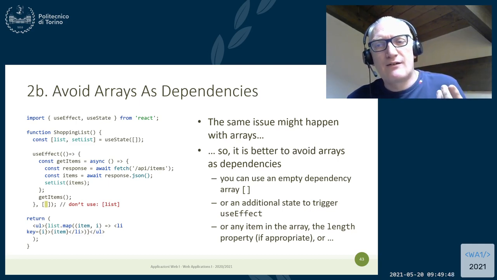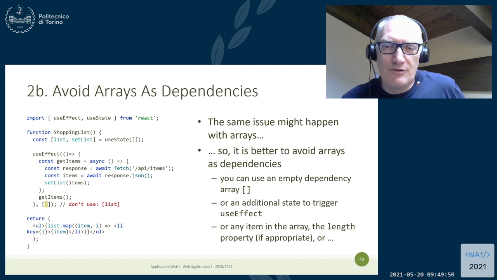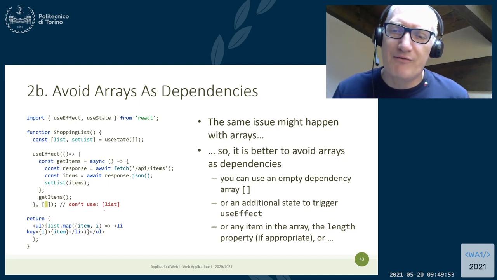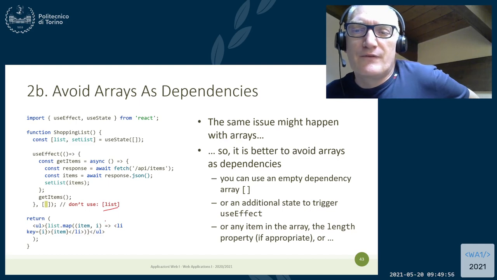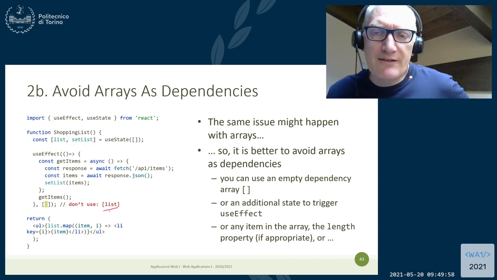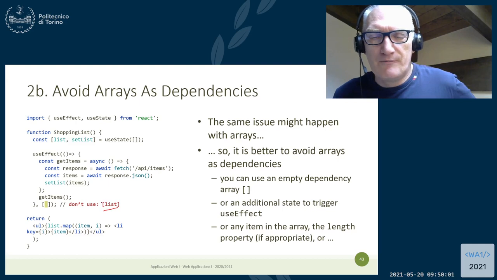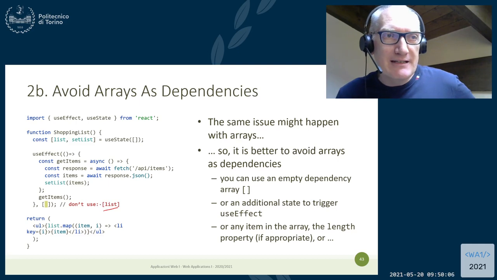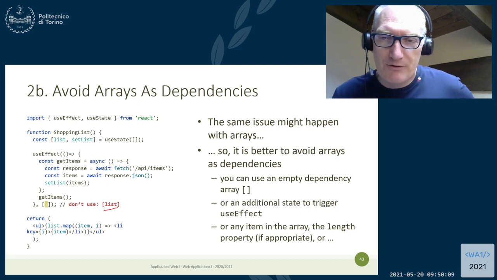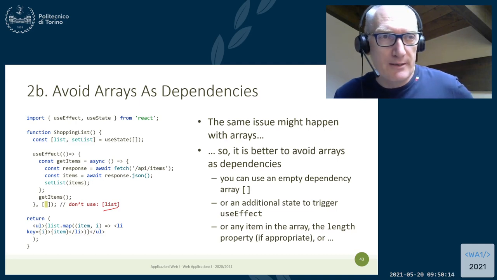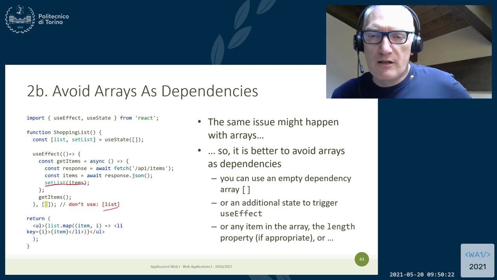Okay, and so you would depend, for example, on an array. This tends to create infinite loops, even if the data doesn't change. So what are we trying to do here? For example, we are fetching a list of items at the beginning, at mount time, right? And we are setting the list with these items that we load. What's wrong in using the list as a dependency here?